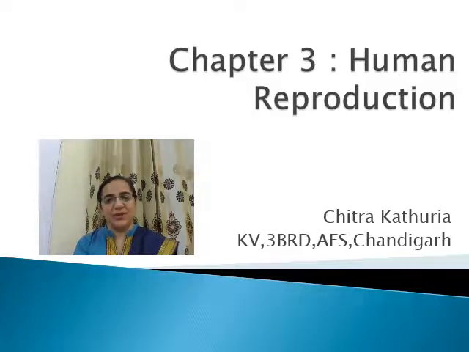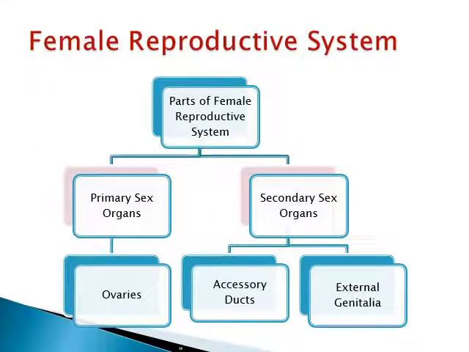Morning students, today in the chapter of human reproduction we are going to study about the female reproductive system. Now coming to the parts of a female reproductive system. The female reproductive system consists of primary sex organs and secondary sex organs. Primary sex organs include the ovaries, while secondary sex organs include accessory ducts and external genitalia.